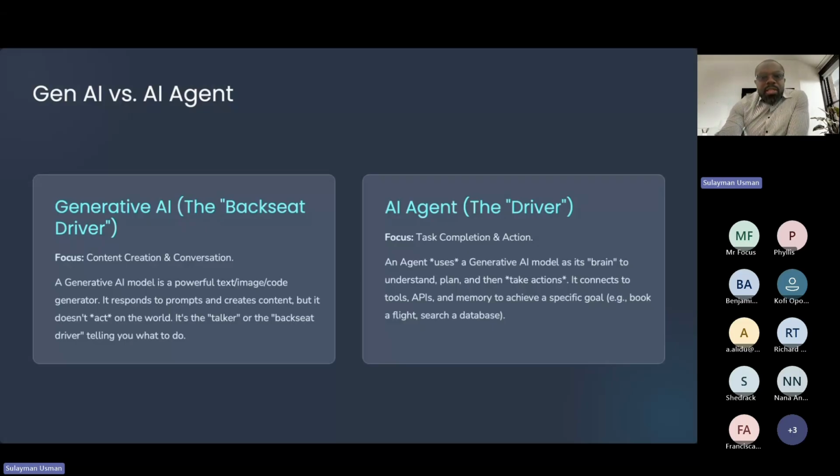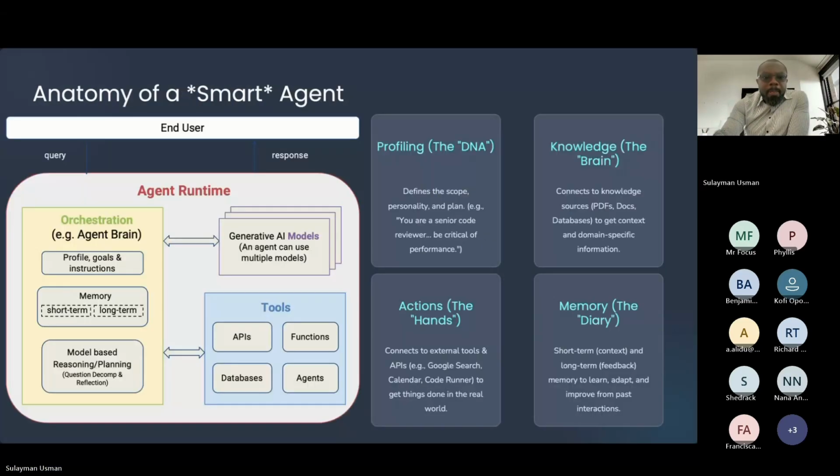The agent uses the Gen AI model as its brain to understand, plan, and then take actions. The agent will take the actions, but it's going to use the Gen AI as the brain. If you're just using Gen AI to create text, that's not an agent. You are just using Gen AI. These are two different definitions. So in other words, the Gen AI is the backseat driver, and the AI agent is the driver moving things forward.